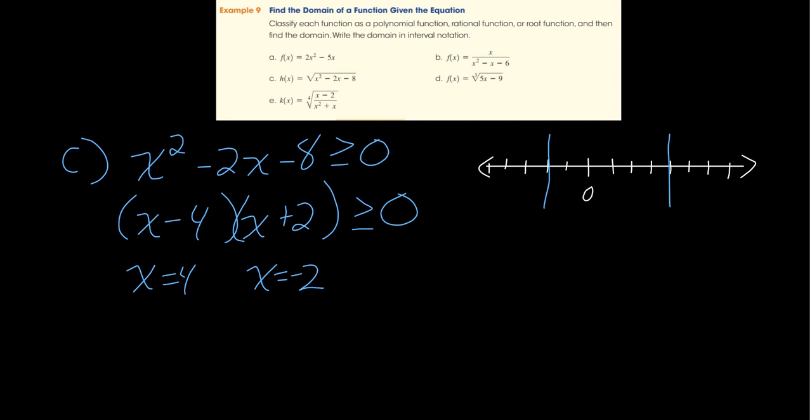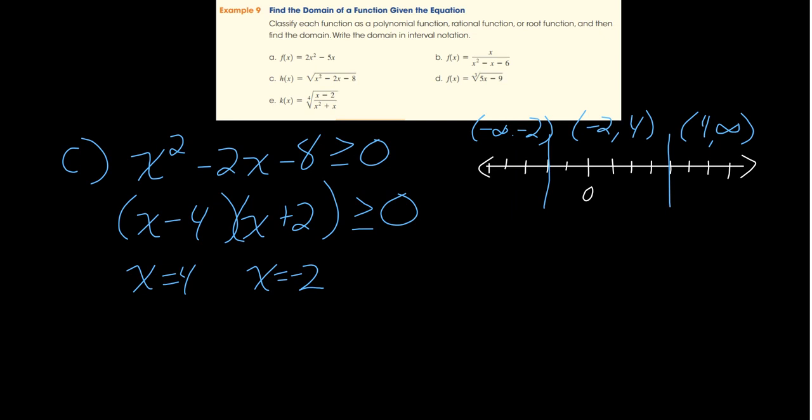And then from here, I'm going to denote what the interval is. From negative infinity to negative 2. And then this interval is negative 2 to positive 4. And then this one is from 4 to infinity. So that's my 3 intervals.